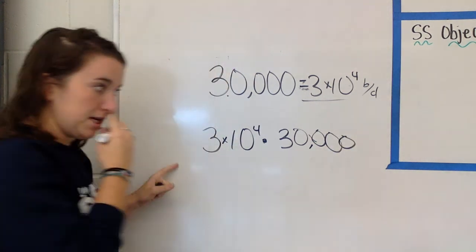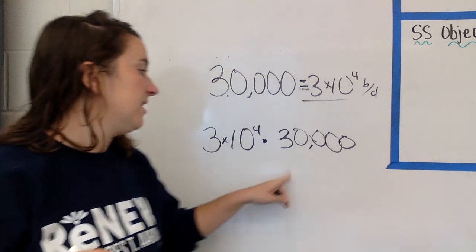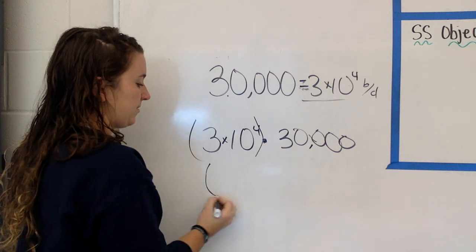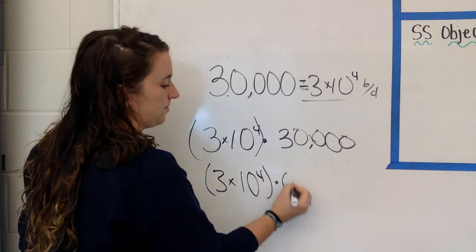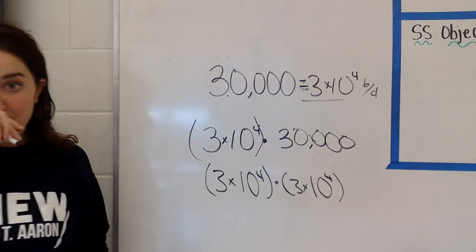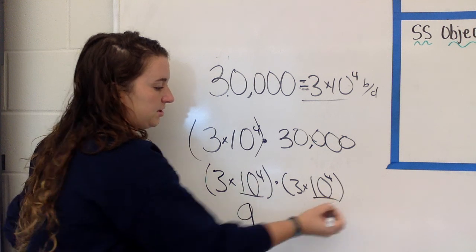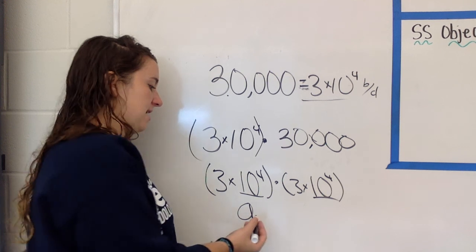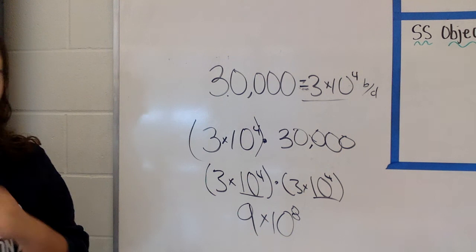In order to make multiplication easier, I want to convert my 30,000 into scientific notation, which I already did for the first part of the problem. So it's just 3 times 10 to the 4th times 3 times 10 to the 4th. I can start by multiplying my whole numbers. I'll get 9. Then I can multiply my tens. When I multiply my tens, what do I do? I add my exponents. So it'll be 9 times 10 to the 8th power as your final answer.